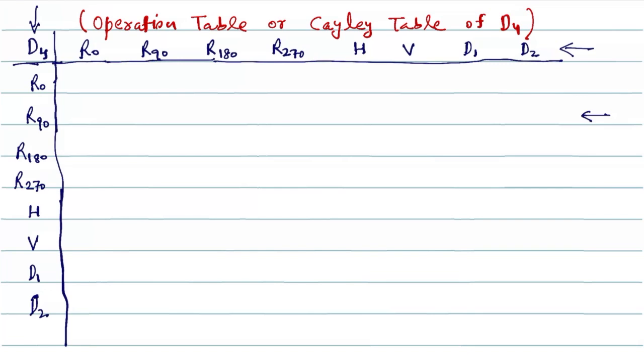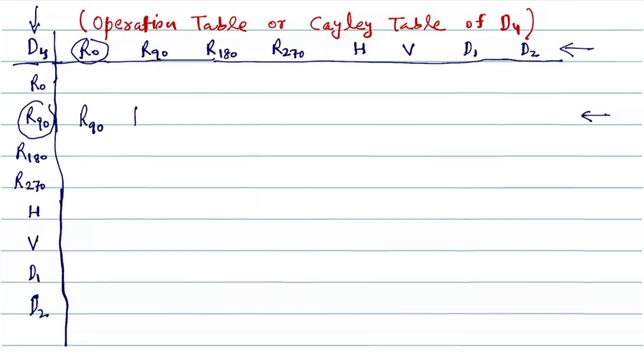In the second row, the first entry is second row and first column. So here we will make the product of R90 and R0. So we first take R0 and then followed by R90. R0 is just a rotation of angle 0, so no rotation at all, then followed by a rotation of 90 degrees gives us the rotation of 90 degrees.